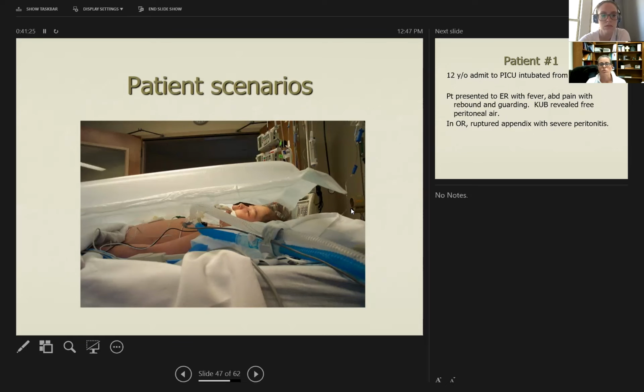Okay, so things that can go through peripherals will be dopamine, up to 10 mics, epinephrine up to 0.3 mics, milrinone at any dose, dobutamine at any dose. So if you think about that, those are really your lower potency vasoconstrictors or the drugs that will cause vasodilation. Those are going to be safe to go through a peripheral.